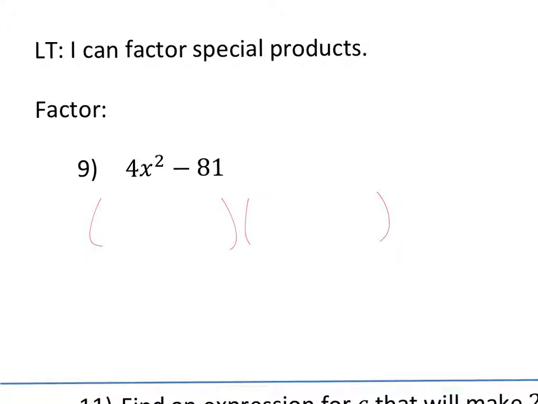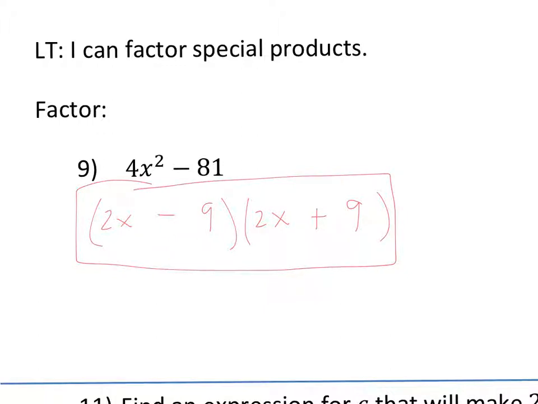So I'll take the square root of 4x squared and get 2x, and that will go in the first position of both binomials. Square root of 81 is 9, that will go in the second position, and then they just differ in that one's a minus and one's a plus. And then to double check my answer, I could go ahead and FOIL and make sure I get what I started with, or the expression that I was given. And if you FOIL, you will, in fact, get 4x squared minus 81.